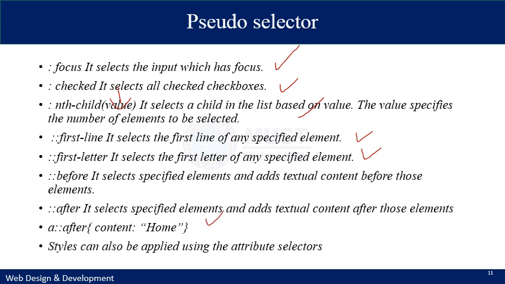So here is an example. If you want to add some text after a hyperlink, you can specify a double colon after, and then you specify content home. Style can also be applied using the attribute selectors.